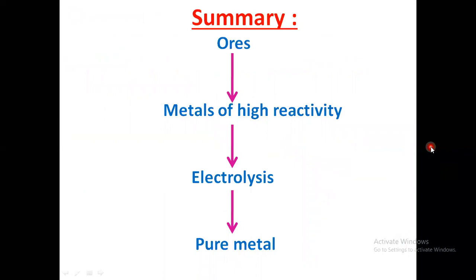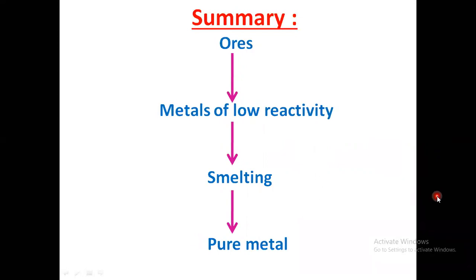So what we have studied so far is that ores are present in our earth's crust and metals of high reactivity are extracted from their ores by the process of electrolysis. Clear? And we have also discussed that metals of low reactivity are extracted from their ores by the process of smelting.